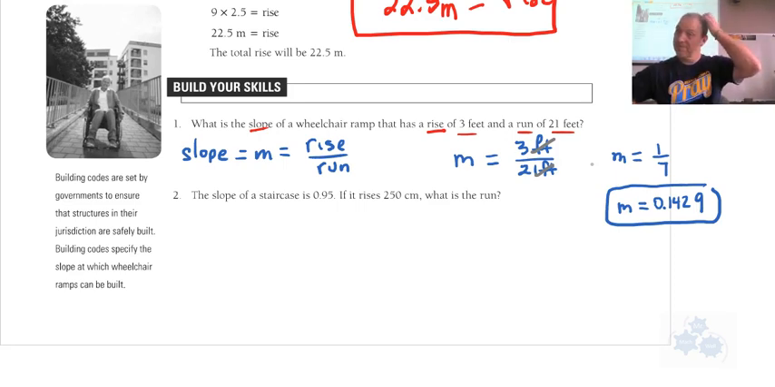Okay? All right. What about number 2? Go ahead and do number 2. See if you can do number 2 on your own, and I'll show you the answer in a moment.